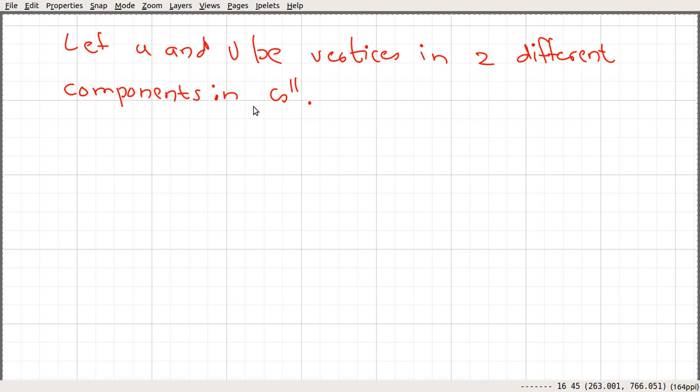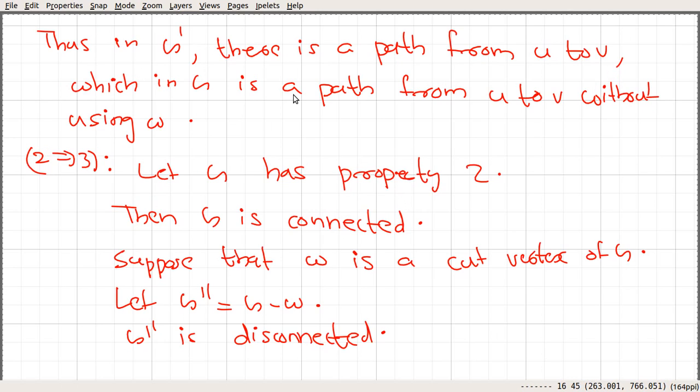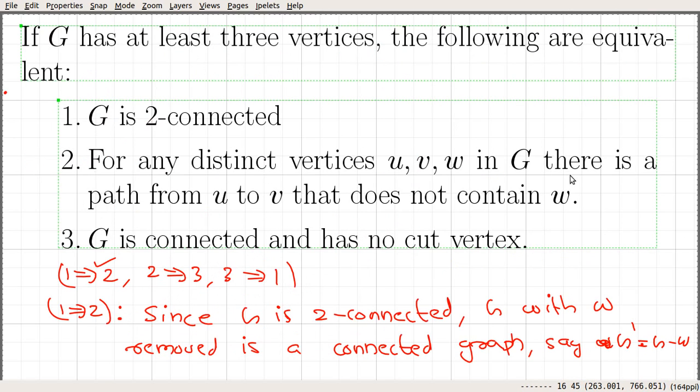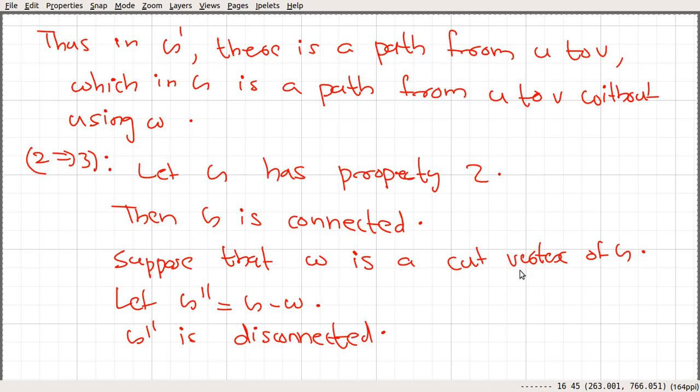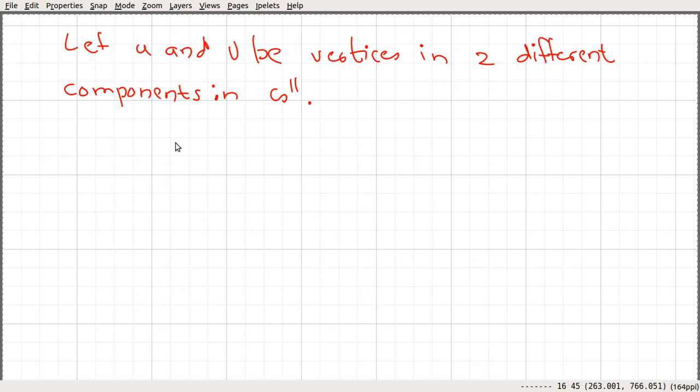If you go back to our original graph G, since that graph is connected, there is a UV path. In G double dash such a path does not exist because of the removal of W. So that says in G, every UV path must go through that vertex W, and that is going to be a contradiction. We started with the statement that there is a path from U to V that does not contain W, and if we assume W is a cut vertex, then we arrive at that contradiction.